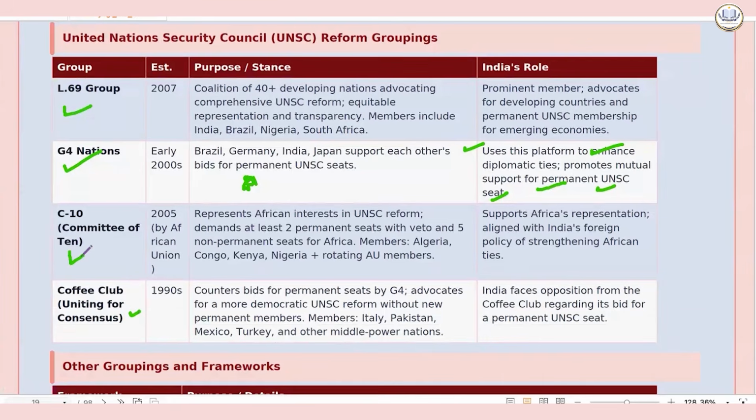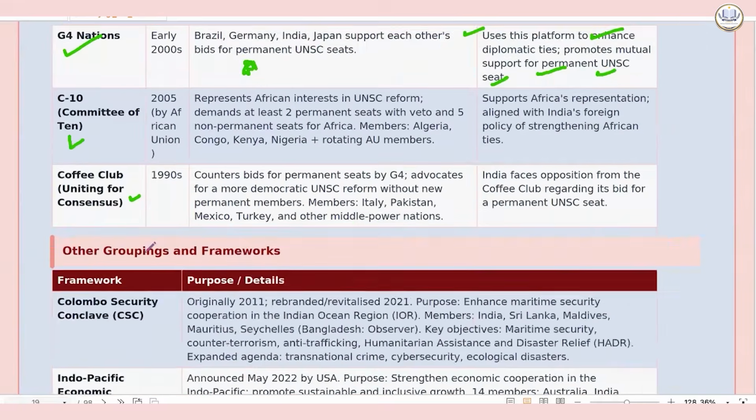Then we have C10, Committee of 10, formed in 2005 by the African Union. It represents African interests in UNSC reform. It demands at least 2 permanent seats with veto and 5 non-permanent seats for African members: Algeria, Congo, Kenya, Nigeria, and the rotating AU members. It supports Africa's representation, aligned with India's foreign policy of strengthening African ties.